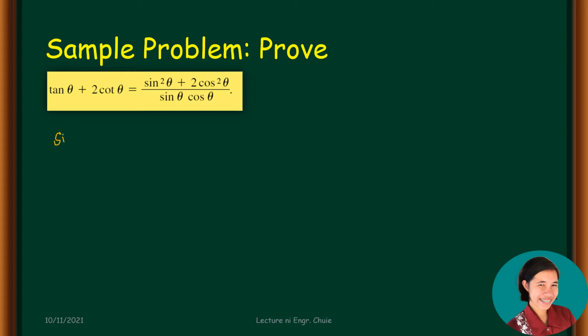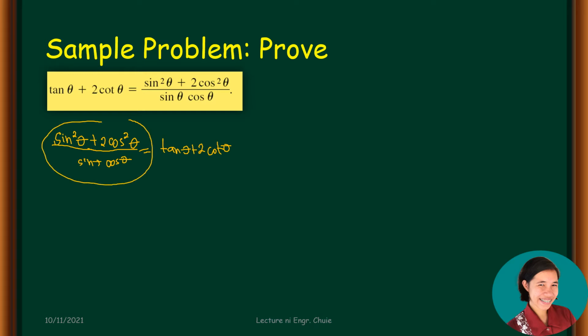So let's start with sine squared theta plus 2 cosine squared theta, all over sine theta cosine theta. Our goal is to get tangent theta plus 2 cotangent theta. So if we simplify this equation, we can split the sine squared theta plus 2 cosine squared theta, and then keep the denominator in each partition. So we can write sine squared theta over sine theta cosine theta, plus the other one, 2 cosine squared theta over sine theta cosine theta.